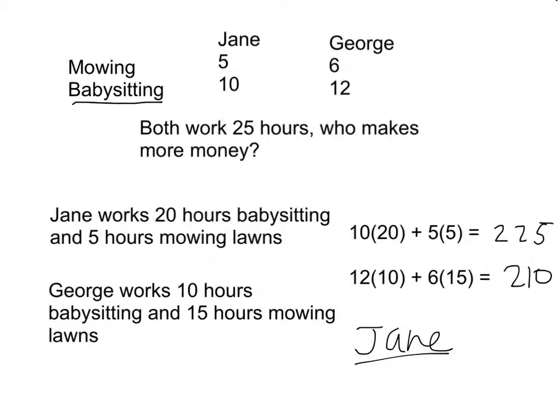So Simpson's Paradox is a little confusing at first, but it's really just breaking down the data and showing discrepancies. So like what you would expect is that George would make more money, but if you really look at and specify the different hours working, you're going to find that Jane actually makes more money.